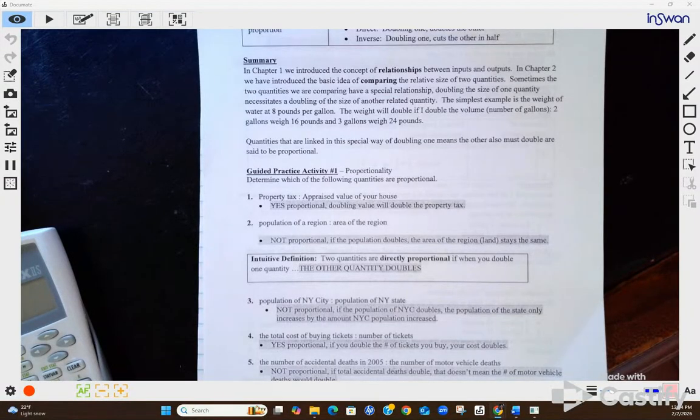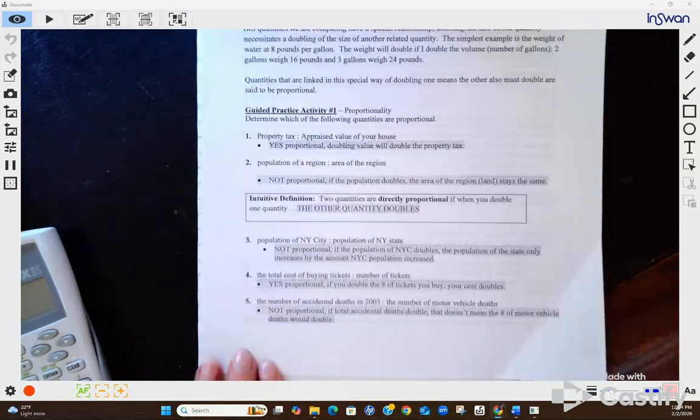How about the population of a region versus the area? So those are not proportional. Just because you double the amount of people that live in a certain place doesn't mean that the area of the place would double. Like Virginia Beach is going to be the same area, the same size, regardless of whether you double the amount of people that live in that area.